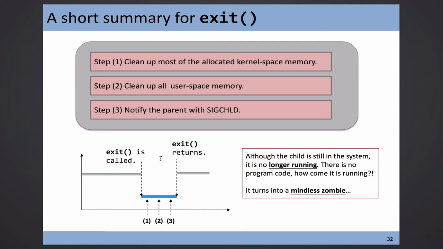Now, let's summarize what we have known about the exit call. This exit call is crazy, right? We have three steps. First, clean up all the errors in the kernel space, including the open files. Later on, you will know what the kernel space memory is. It uses memory all along. The last task is to set the sick child signal flag on the parent process. The parent now knows about the death of the child.